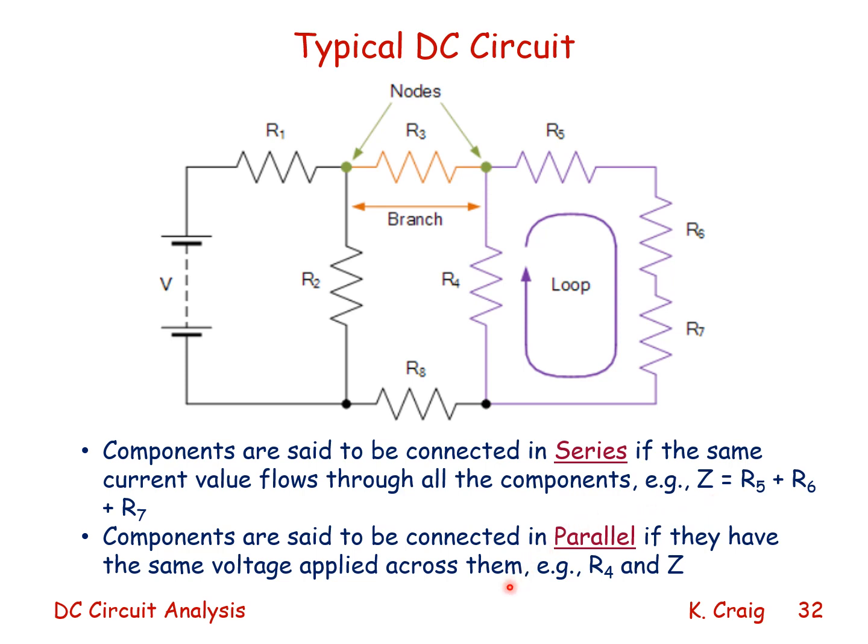Components are said to be connected in parallel if they have the same voltage applied across them. Here, if we replace resistors 5, 6, and 7 by their equivalent impedance, Z, which is the sum of the resistances, we see then that equivalent impedance is in parallel to resistor 4 as they have the same voltage across them, the voltage between this node and this node.